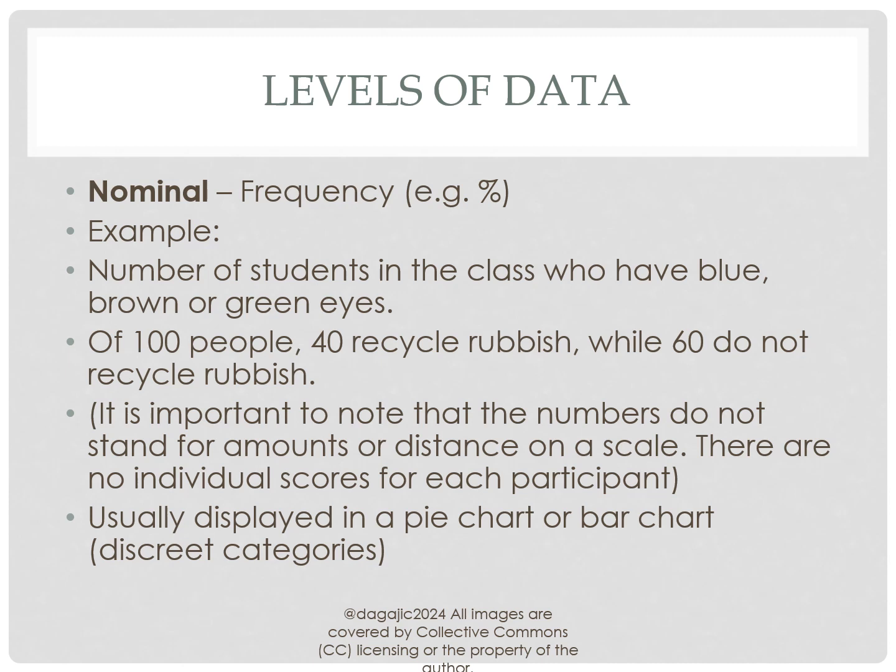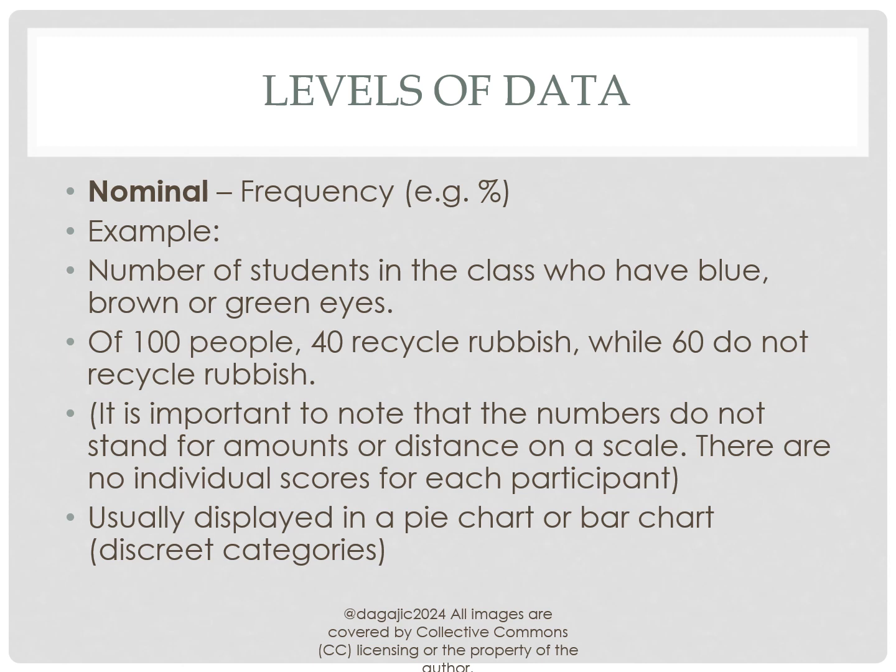With quantitative data, in order to be able to analyse it using inferential statistics, we also need to be aware of levels of data. The lowest level of data is nominal data, which is frequency data. It's putting data into categories. So, for example, percentages. You might have an example of the number of students in a class who have blue eyes, brown eyes, or green eyes. They'd be categorised as blue, brown, green. Of 100 people, 40 recycle rubbish, while 60 do not recycle rubbish. That would be categorical data, nominal data.